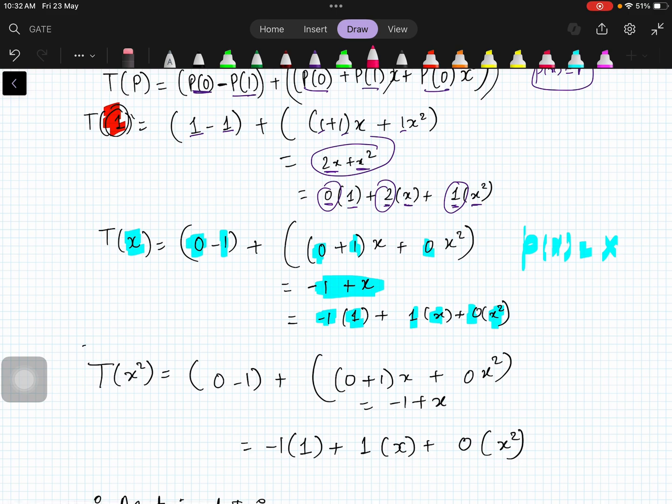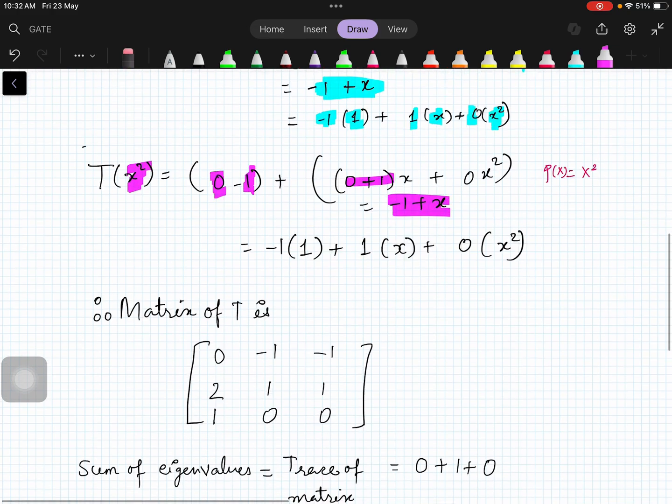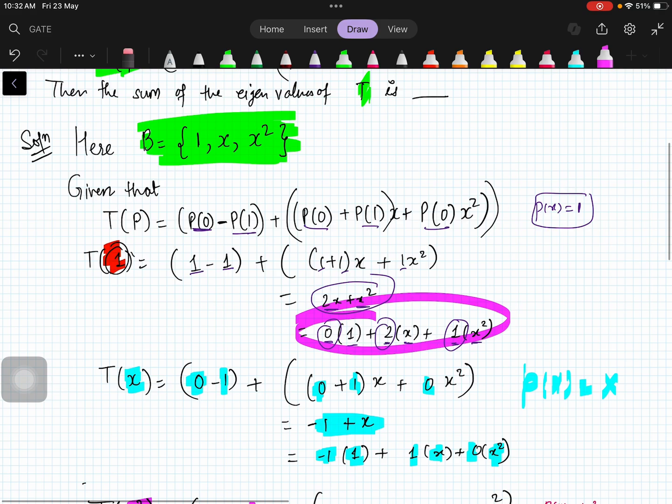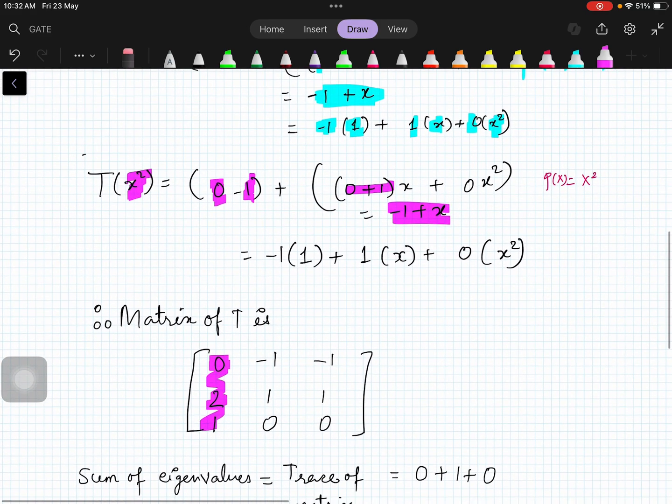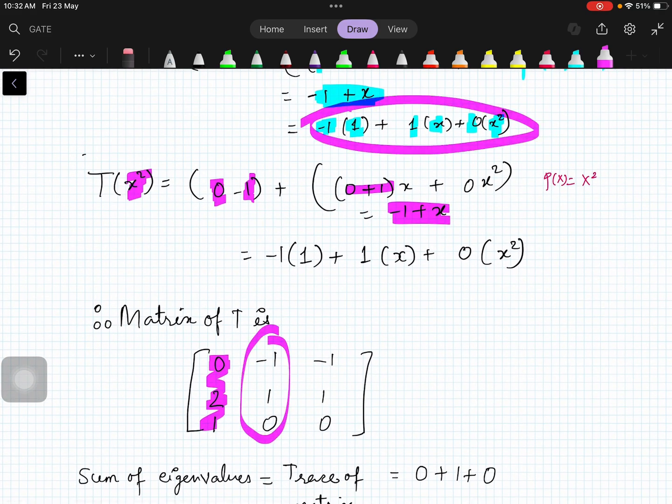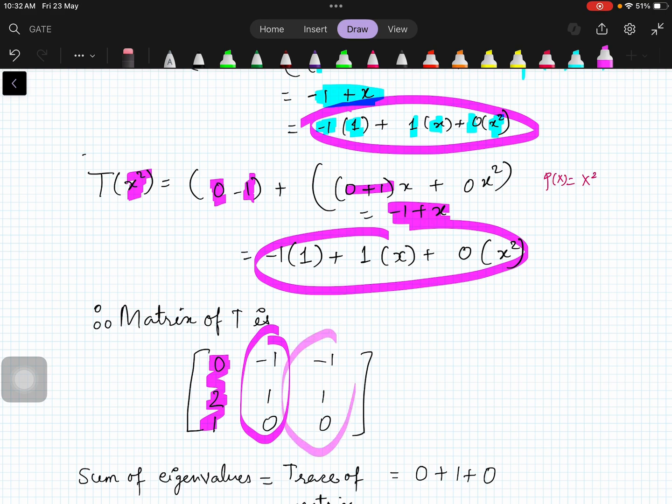And now next you take p(x) is equal to x squared, because that is the next element of the basis. So now if you do T of x squared, you see p(0) is 0, p(1) is 1. So it's the same here. So this is what you will get. So the matrix is here. This is the first column, which are these coefficients. And then you have the second column from these coefficients. And then you have the third column from these coefficients.